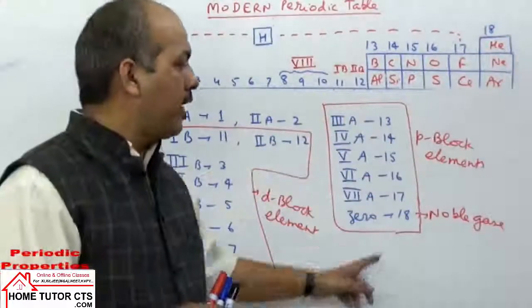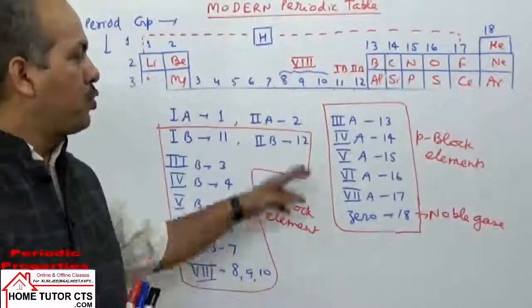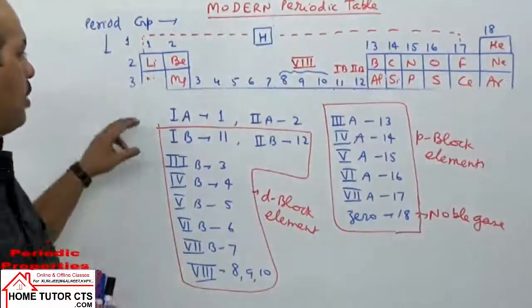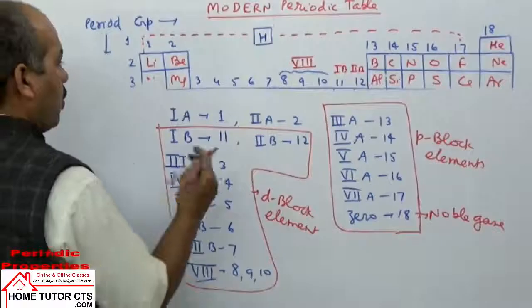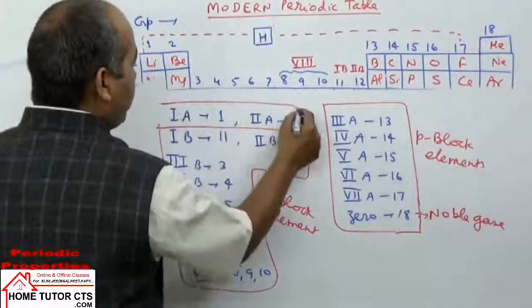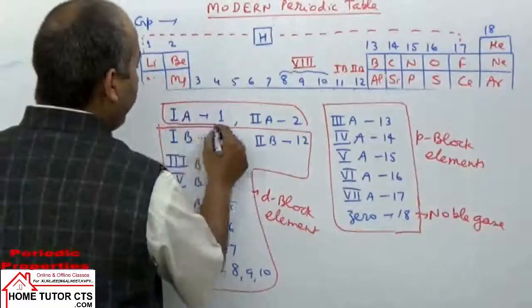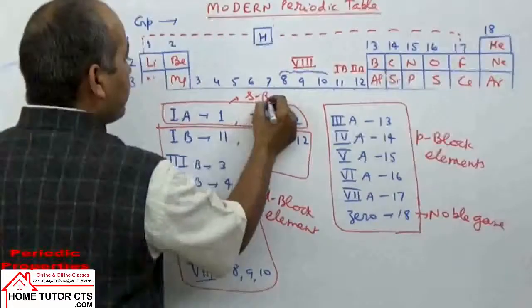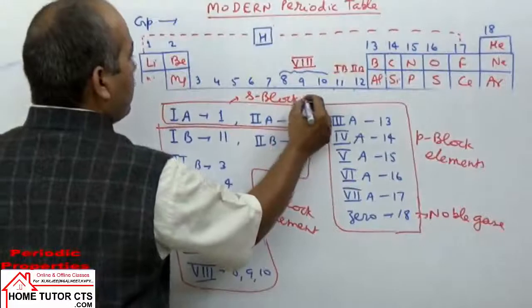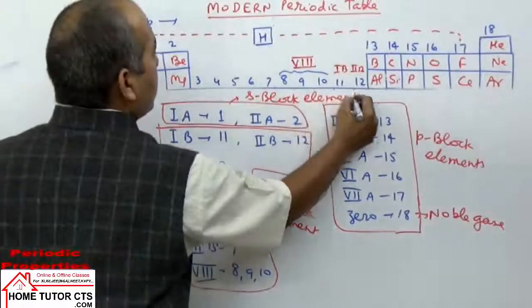In these cases the last electron enters p orbitals, so we call them p block elements. 1A and 2A are called s block elements. Already we have told you how to write the configuration of elements. So group number 1A and 2A, or group number 1 and 2, are called s block elements.